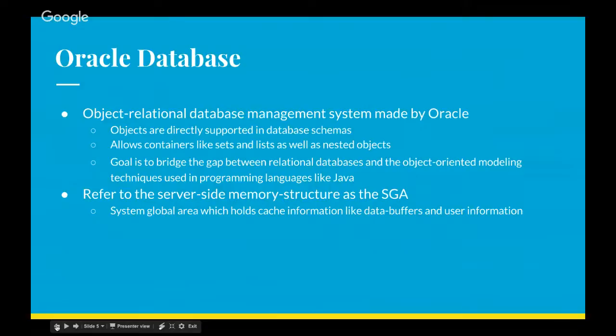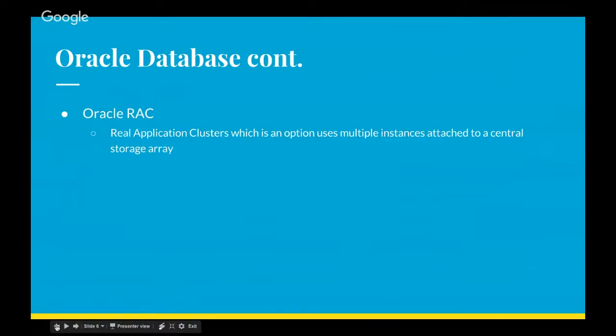The Oracle database refers to the server-side memory structure of SGA. SGA, called System Global Area, holds cache information like database buffers and user information. Lastly, Oracle uses Oracle RAC, or Oracle Real Application Clusters, which is an option that uses multiple instances attached to a central storage array.